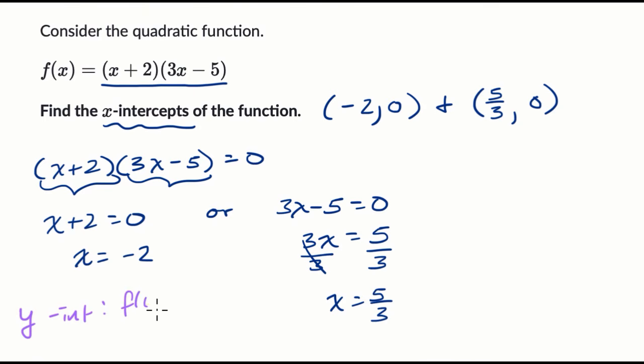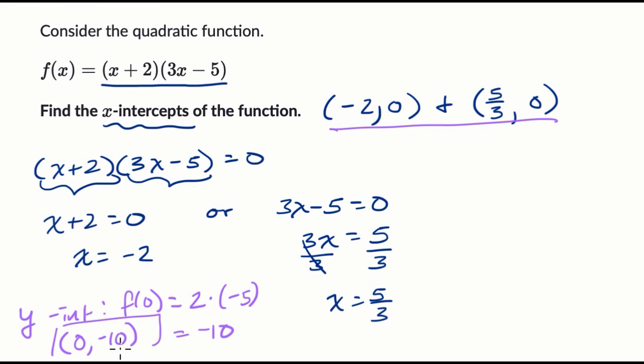f of 0 is going to be equal to 0 plus 2, which is 2, times 3 times 0 is 0, minus 5 is negative 5. So it's 2 times negative 5, which is equal to negative 10. And so the y-intercept is going to be x equals 0, and y is equal to negative 10. And we're done. We have figured out the x-intercepts and the y-intercept.